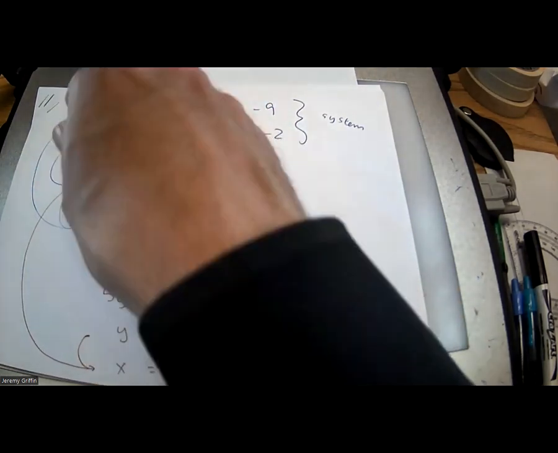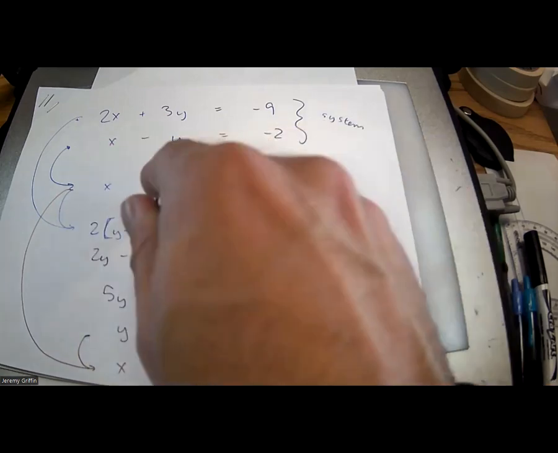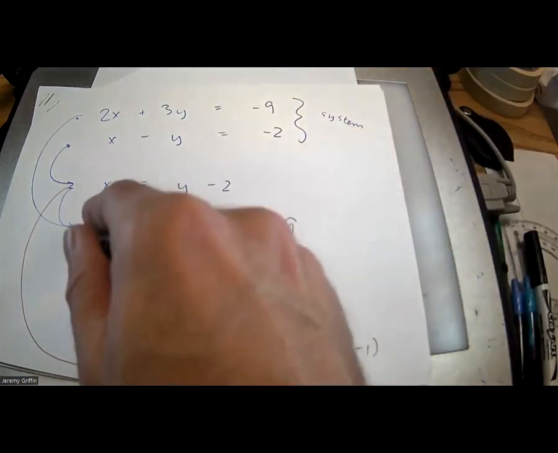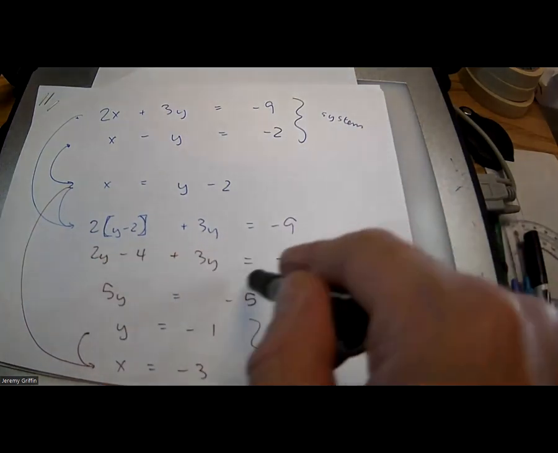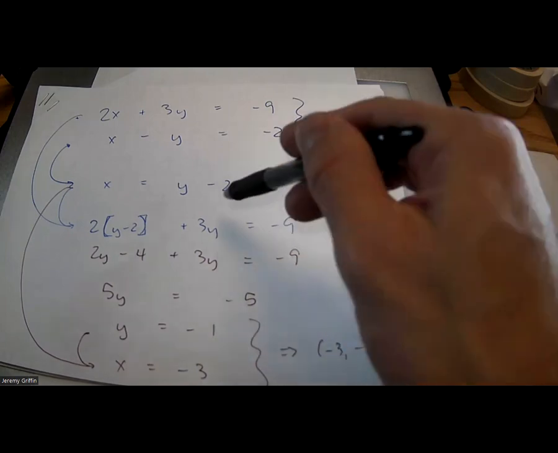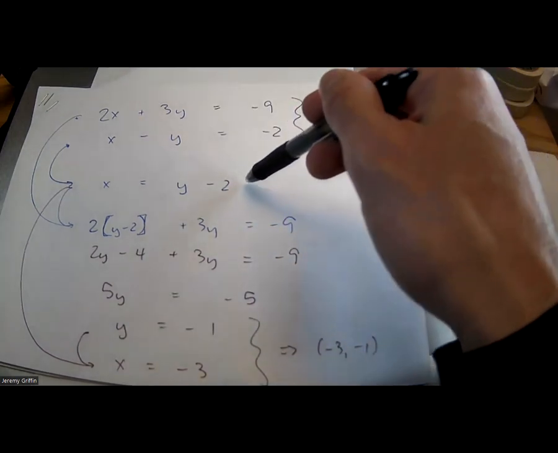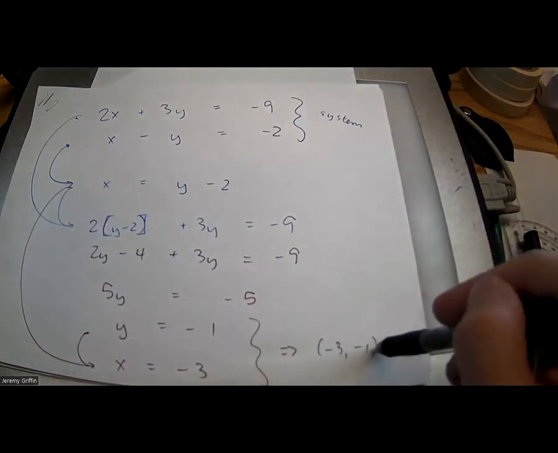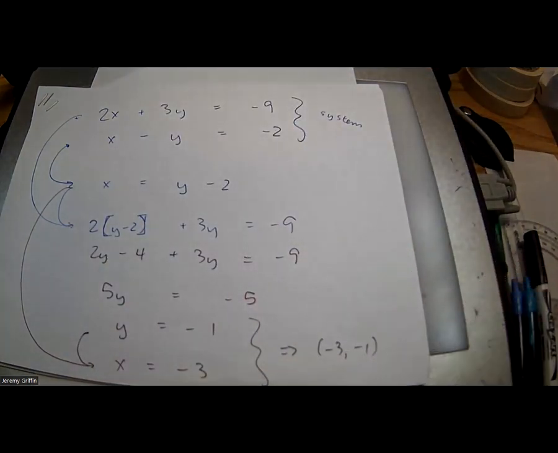So this is 2x, but instead of x, I'm using x in terms of y, plus this 3y is -9. Now I have one equation, one unknown, distribute, solve for y. Y ends up being -1. Once you have one of your values, you plug it back into any of the previous. So maybe like this right here, get x is -3, the coordinate is (-3, -1), x, y. Okay.